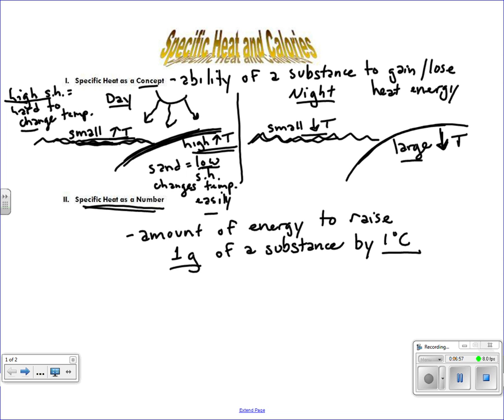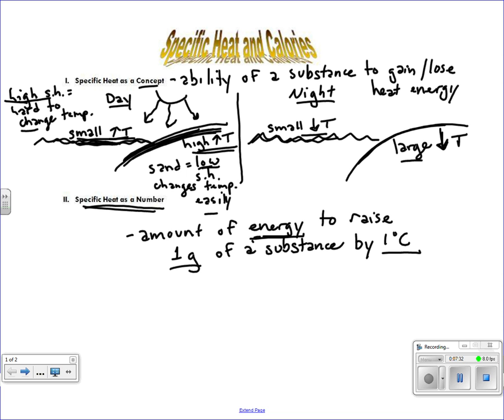So let's think about that in context again with our beach example up on top. Because sand has a very low specific heat, it takes a low amount of energy to raise 1 gram of sand by 1 degree Celsius. In other words, you put in a little bit and you'll see the temperature jump up really quickly. With water, on the other hand, water has a high specific heat, so it takes a large amount of energy to raise 1 gram of water by 1 degree Celsius. You'll put in a lot of energy and still only see a small temperature increase.